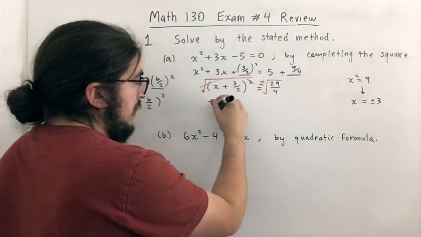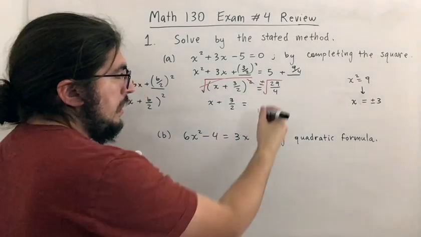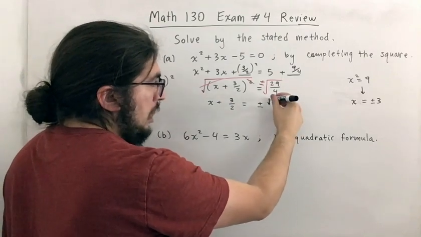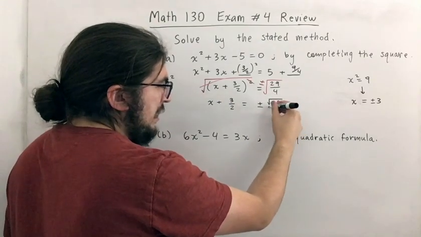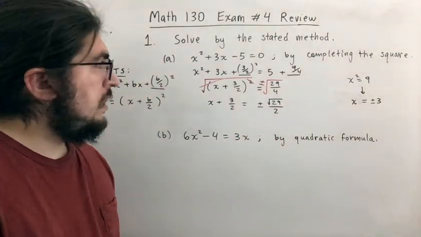So now on the left side, we have this x plus 3 over 2 without the square now. Good. And now we have this plus or minus. Now I can square root the top and bottom individually. The square root of 29, nothing interesting happens. But the square root of 4 is just 2.